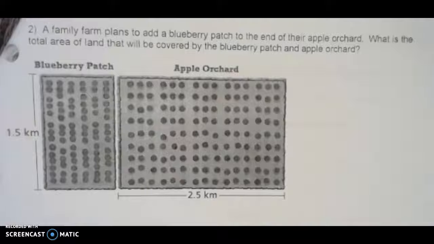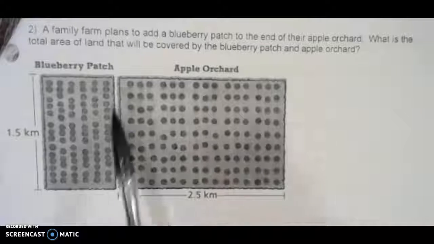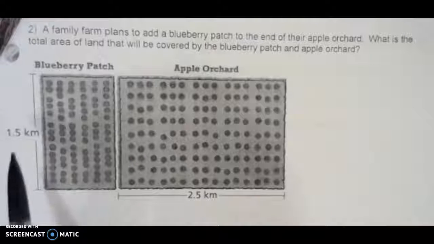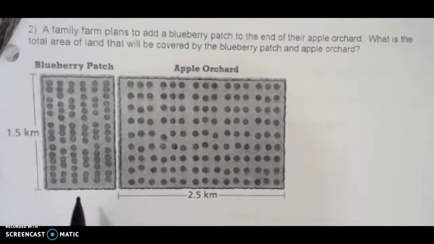In example 2, we're told that a family farm plans to add a blueberry patch to the end of their apple orchard. What is the total area of land that will be covered by the blueberry patch and the apple orchard? Okay, so this is a similar example to the weight room and gym example that we just did. Here's the apple orchard, and we can see it had a length of 2.5 kilometers. And this is the proposed blueberry patch that they want to add on to the end of the apple orchard.